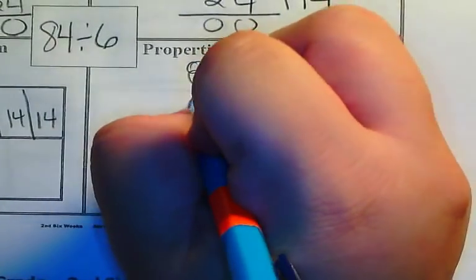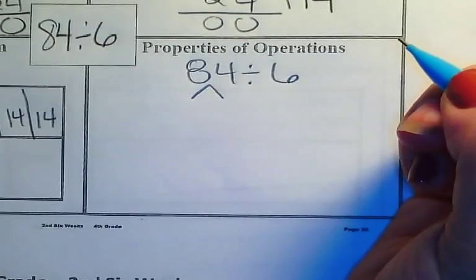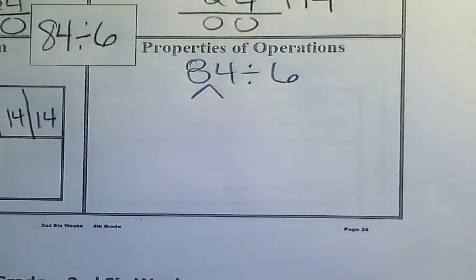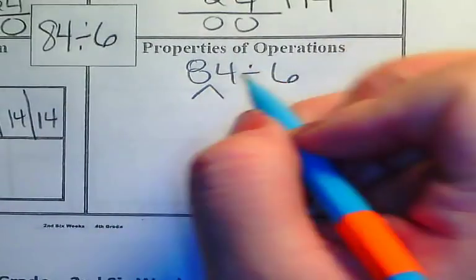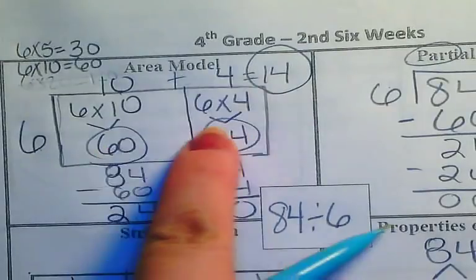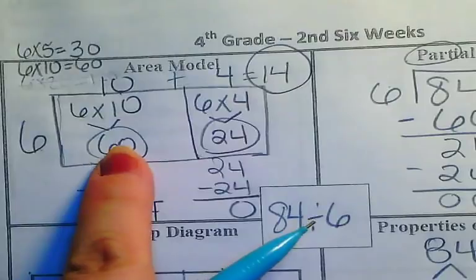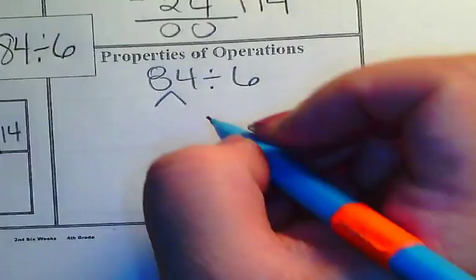And we are going to break down the 84 the same exact way we broke it down on our area model. We broke it down into what? 80 plus 4. You're looking at your products, 60 and 24. You're looking at the products inside. 60 plus 24 gives me 84.